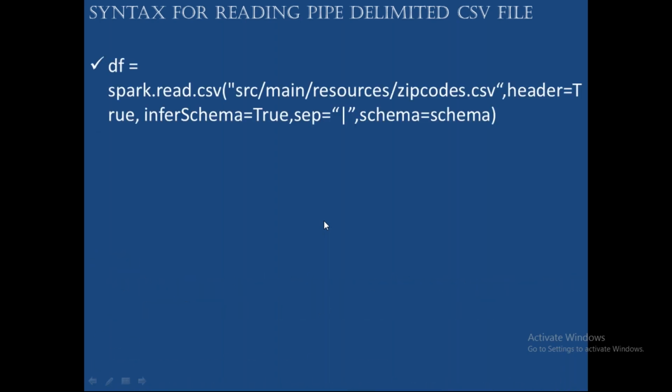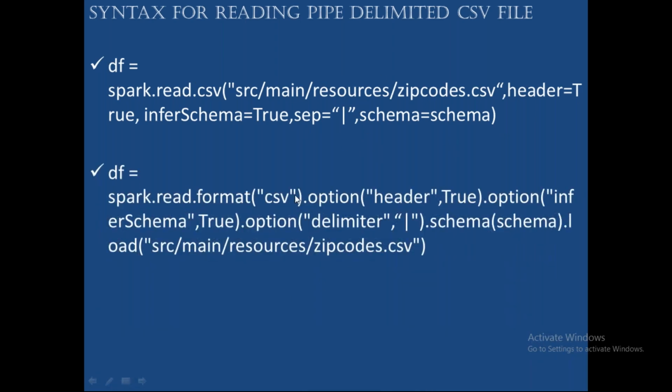Next, syntax for reading the pipe delimited CSV file. Use spark.read.csv, this is the file path, header equal to true, inferSchema equal to true, sep is pipe, schema equal to schema. This is one syntax. The second syntax is spark.read.format of csv, header equal to true, option inferSchema equal to true, option delimiter is pipe. Instead of comma and tab, now we are using pipe, schema equal to schema. You need to use one of these, option inferSchema equal to true or schema equal to schema.